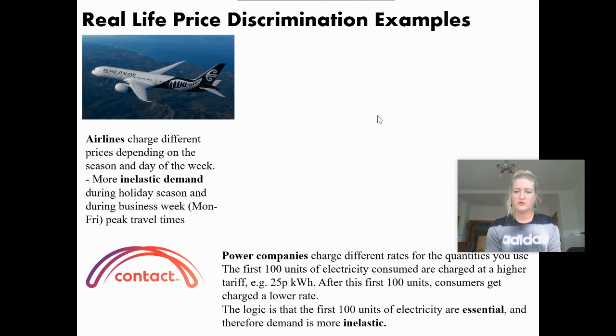Power companies do it for the first 100 units of electricity consumed, because that is a necessity, a basic amount that most people use, and then after that they charge a lower rate. So you become more elastic with your demand for electricity past the 100 units.